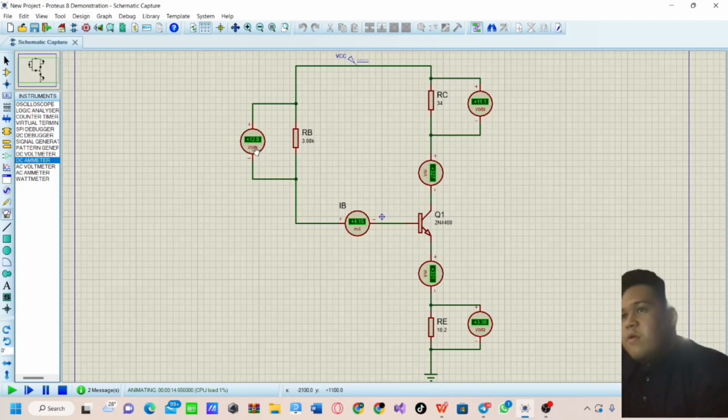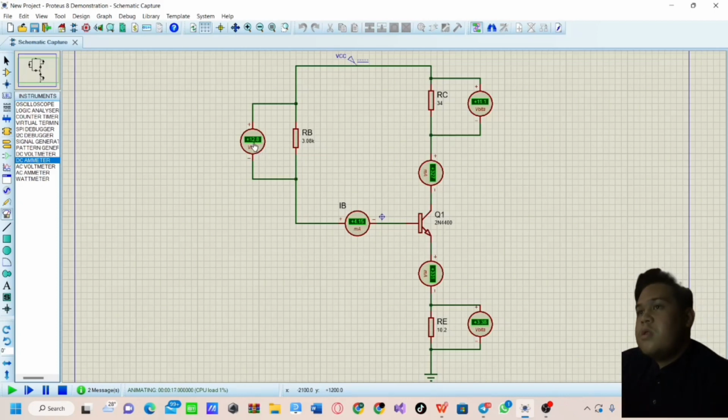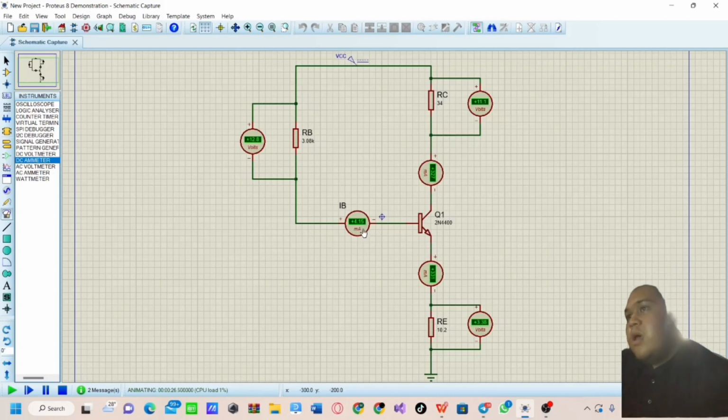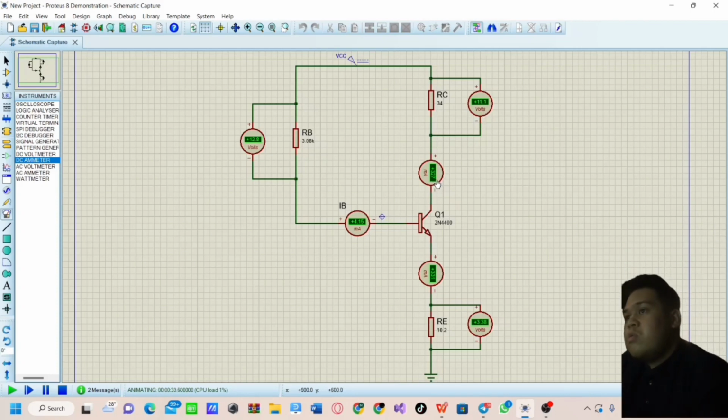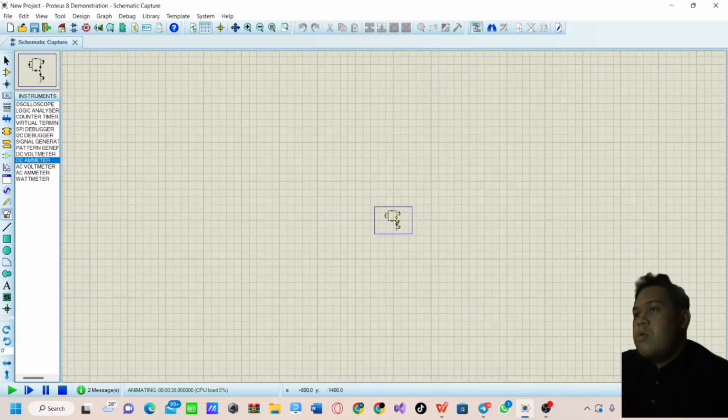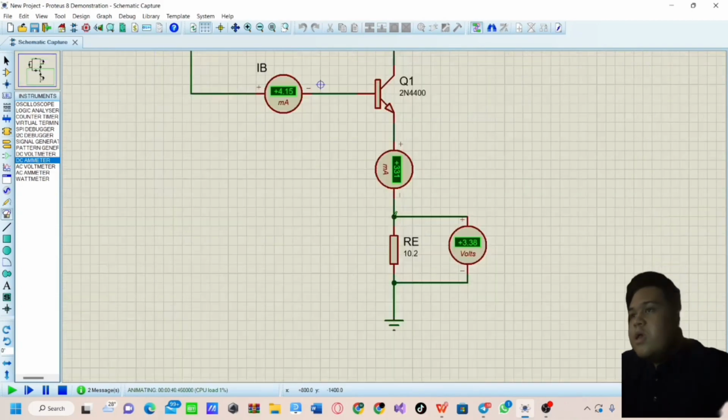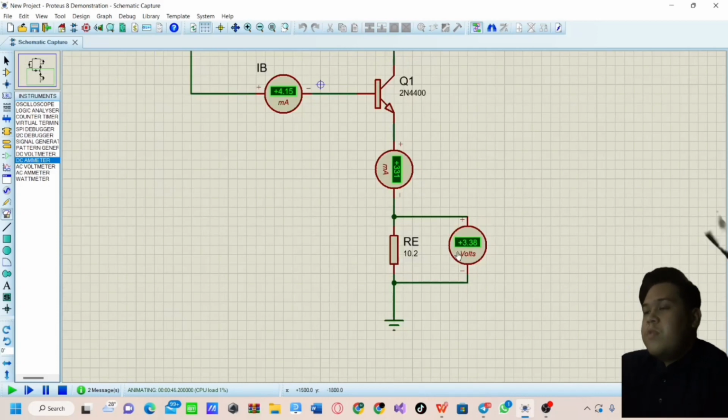So the VB is 12.8 volts, and the IB we got from the simulation we got 4.15, and VC we got 11.1 volts. IC we got 327 milliamp. For the IE we got 331 milliamp, and for the VE we got 3.38 volts.